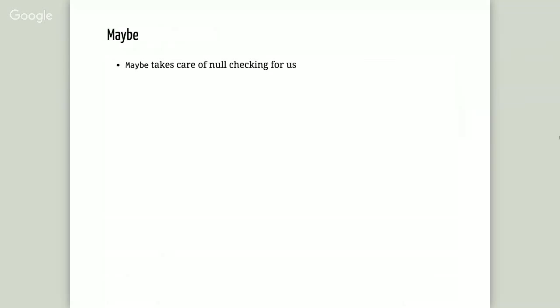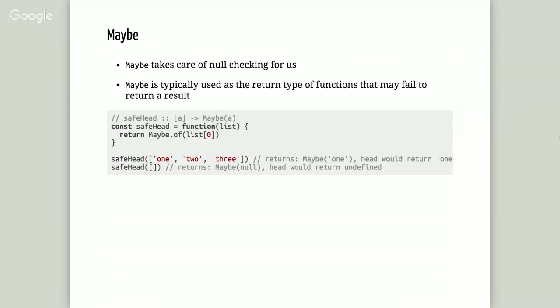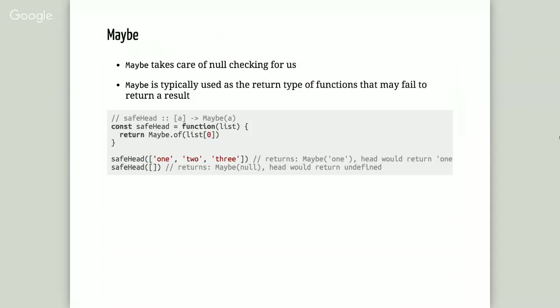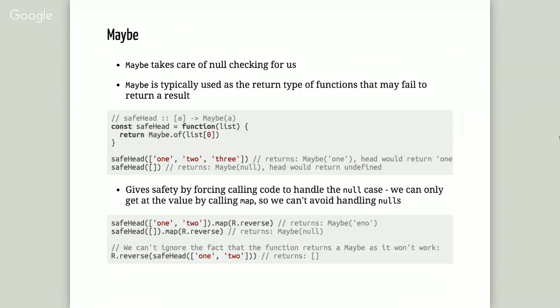So maybe is actually taking care of null checking for us, and we're not having to wrap each function in a null check. The way you typically see this used is as the return type of a function which might fail to return a result. If we think about a head function, which we know might fail to return a result, we can create a function safeHead, which does the same thing but wraps the result in a maybe. If that value is null, we'll get back a maybe of null. Now if I do safeHead on this list, I get back a maybe of 1. And if I do it on an empty list, I get back a maybe of null rather than undefined.